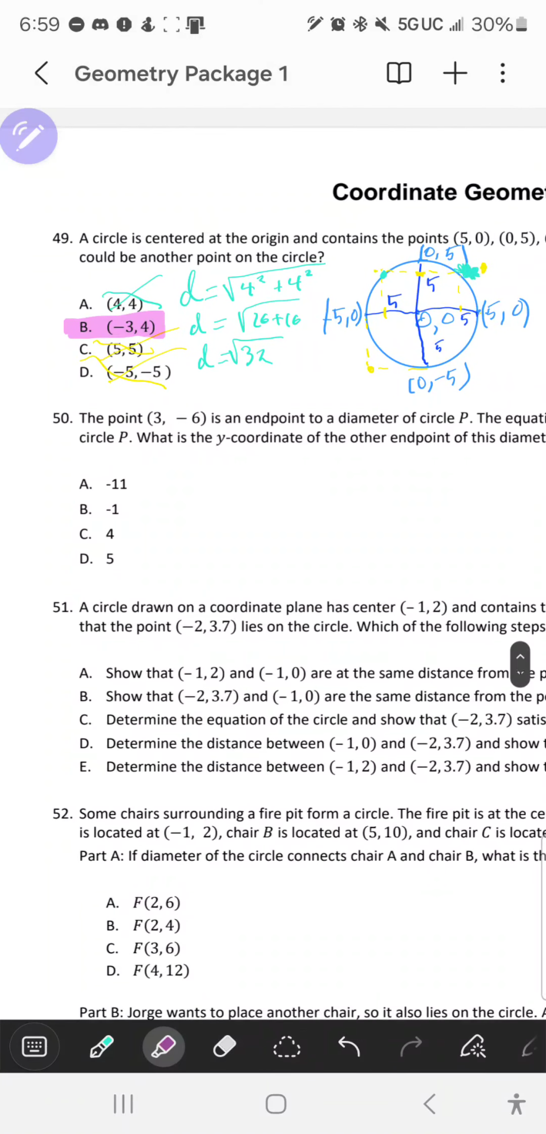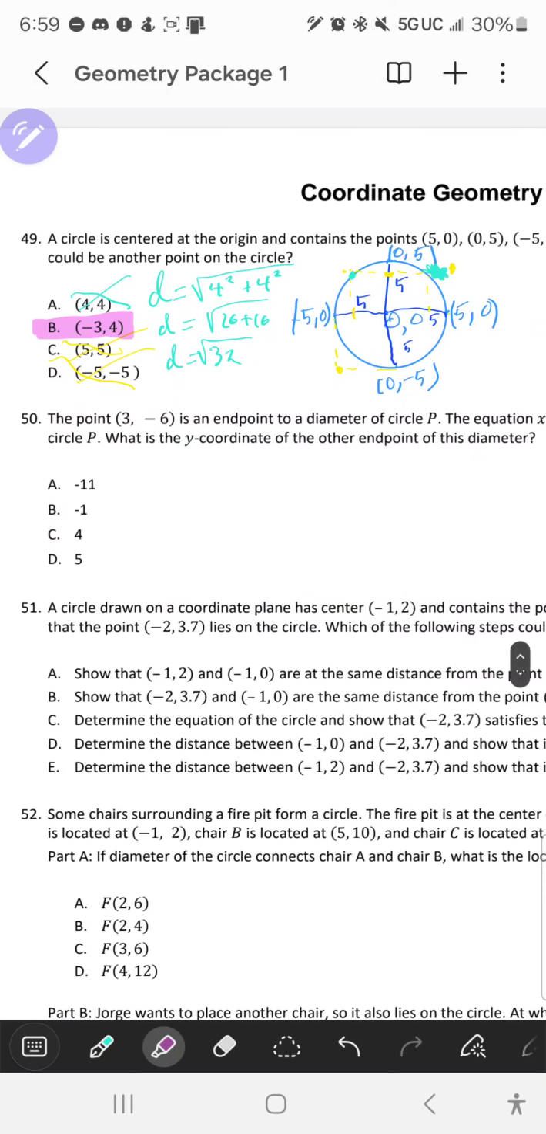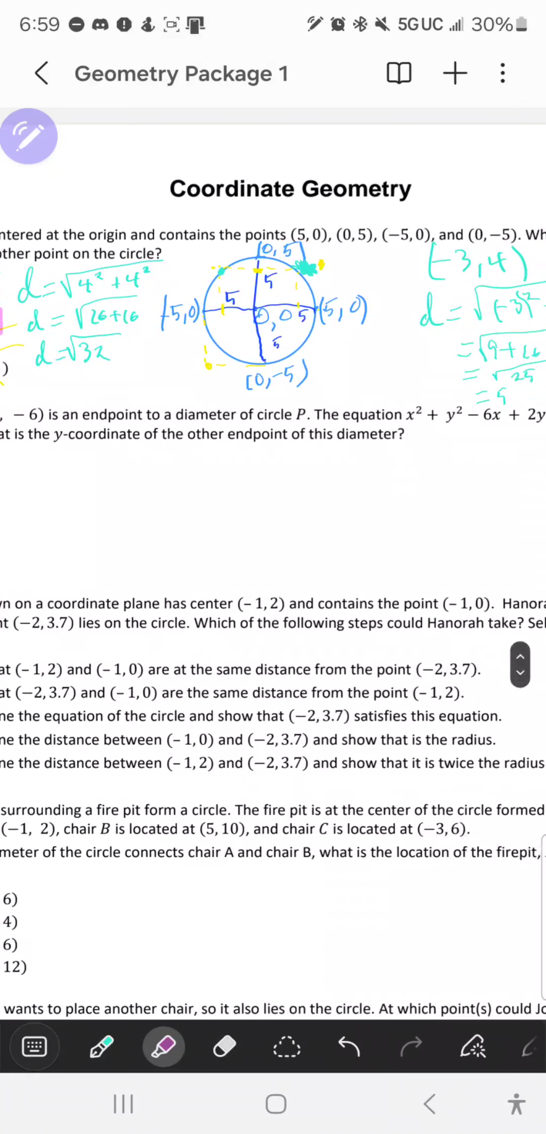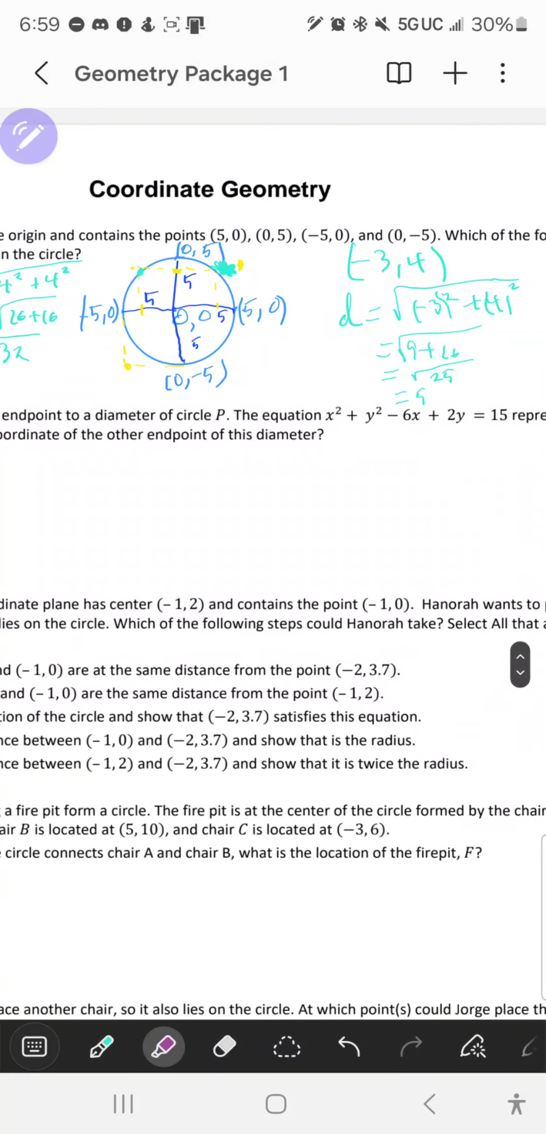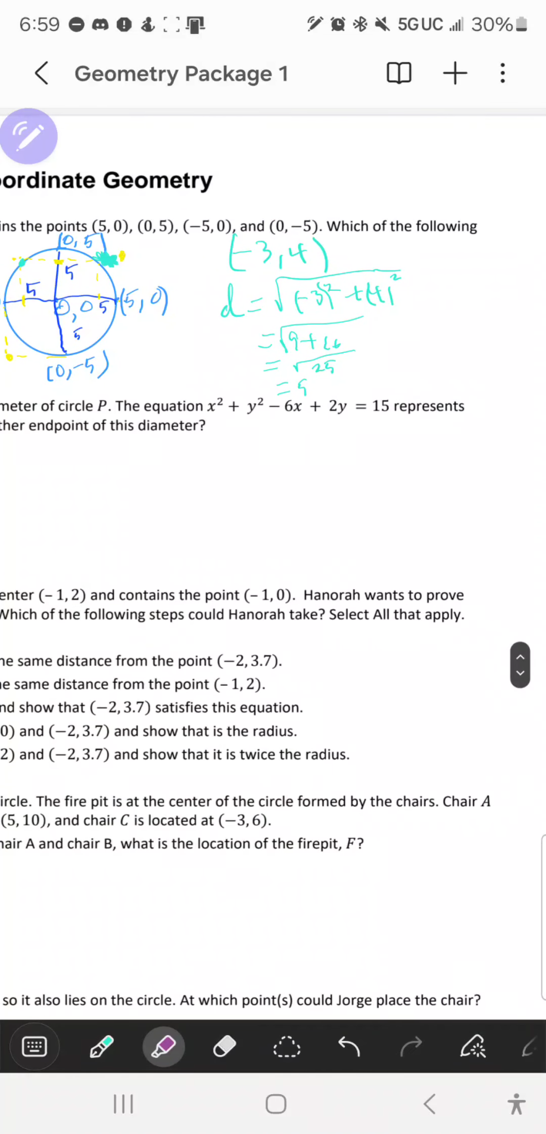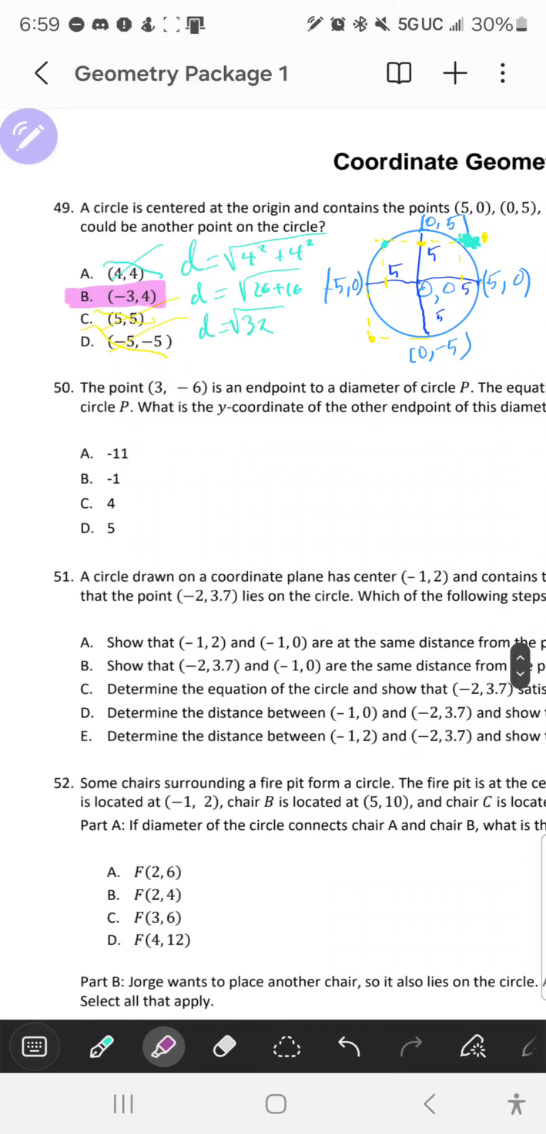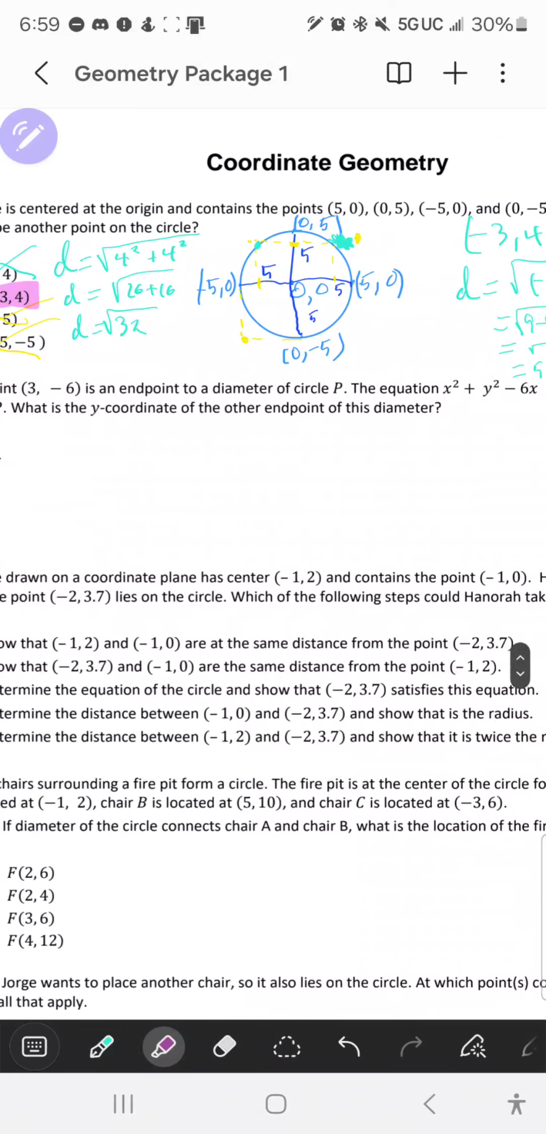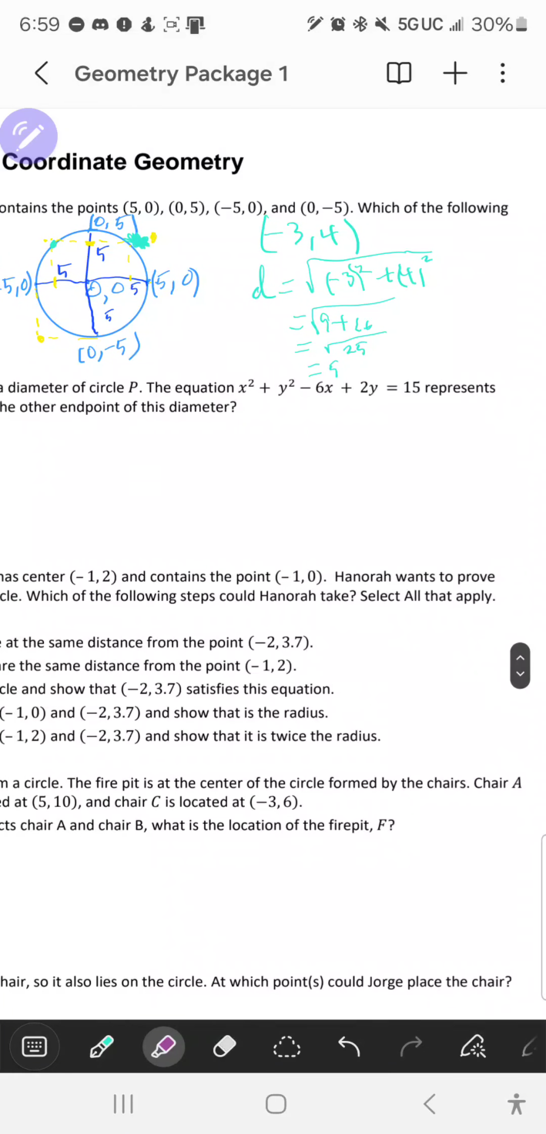And 50. The point 3, negative 6 is an endpoint to a diameter of circle P. The equation represents circle P. What is the y coordinate of the other endpoint of this diameter? Now, it starts becoming complicated.